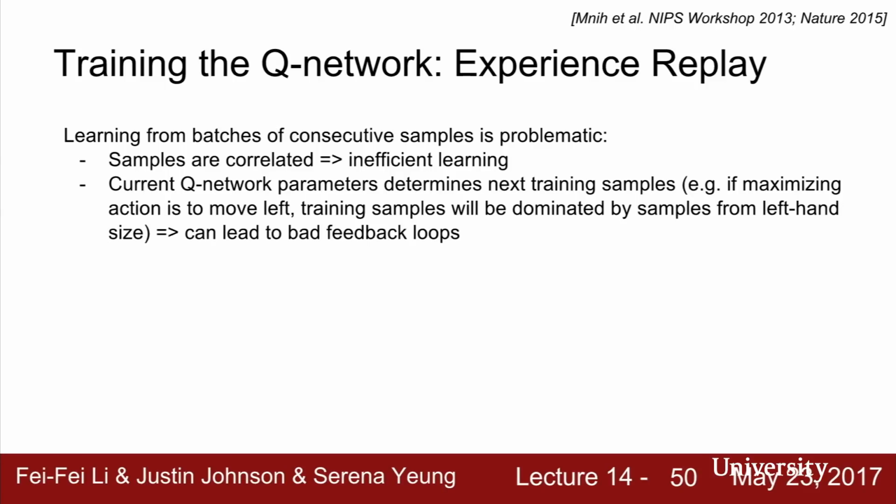So for example, if currently the maximizing action is to take left, well, this is going to bias all of my upcoming training examples to be dominated by samples from the left-hand side. And so this is a problem.